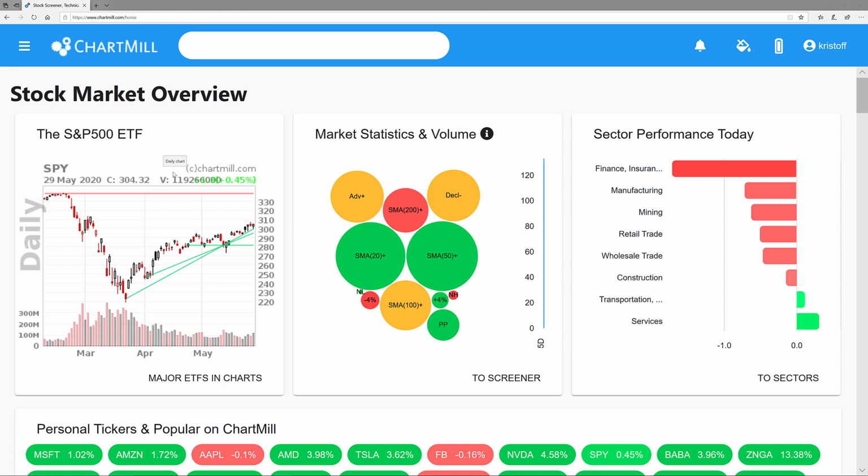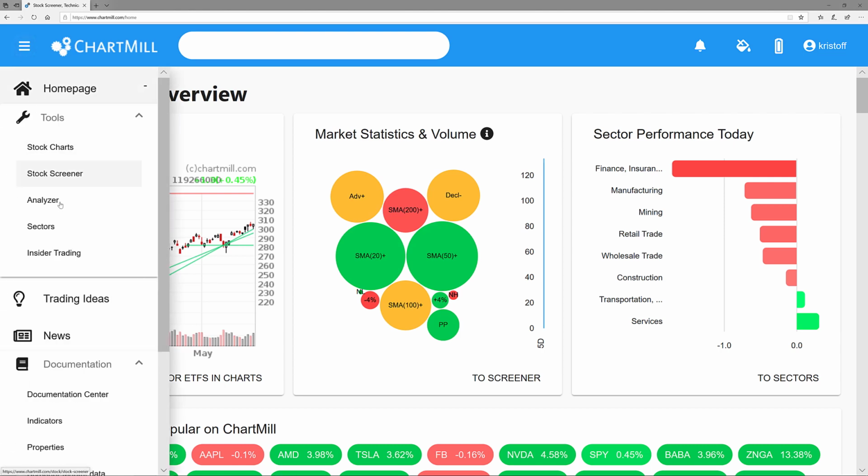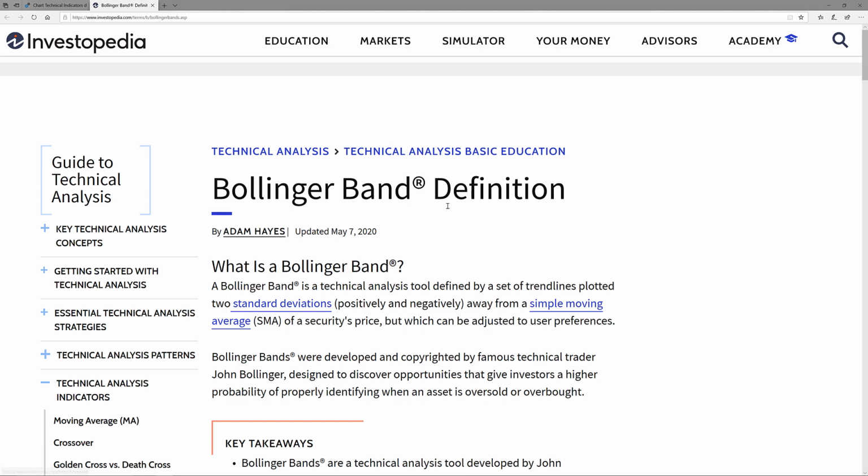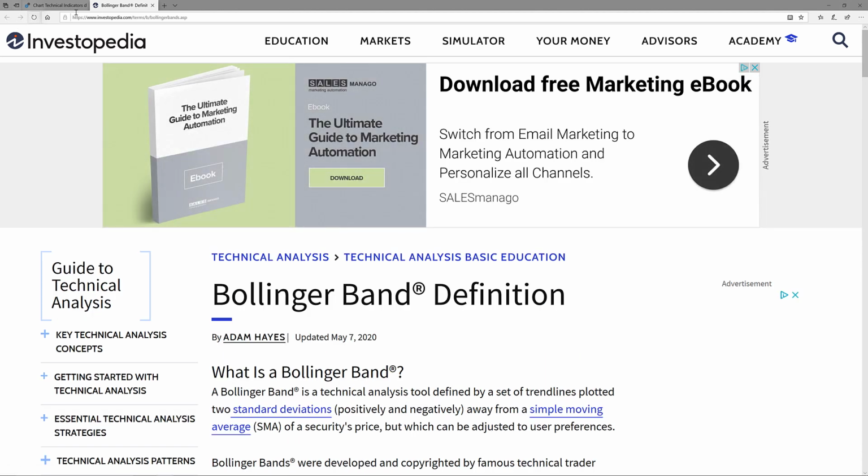In today's video I'm going to share with you a new swing trading screen based on the Bollinger Bands indicator. If you don't know what Bollinger Bands are, you can check out our documentation center on the homepage. There is some brief explanation available and a direct link to a full article on Bollinger Bands on Investopedia. Back to our stock screener.